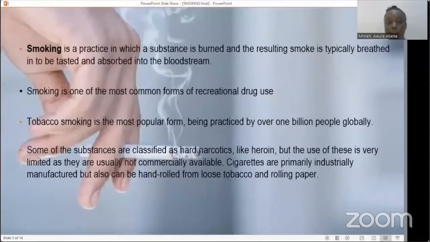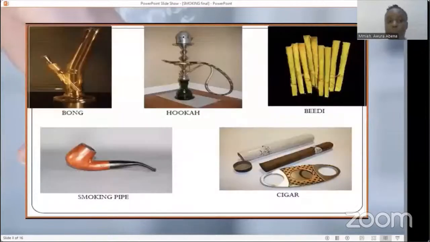What is smoking? Smoking is a practice in which a substance is burned and the resulting smoke is typically breathed in to be tasted and absorbed into the bloodstream. It's the most common recreational drug and is used globally by millions of people. There are other substances that can be taken in, such as narcotics or heroin, but the most commonly used is tobacco.